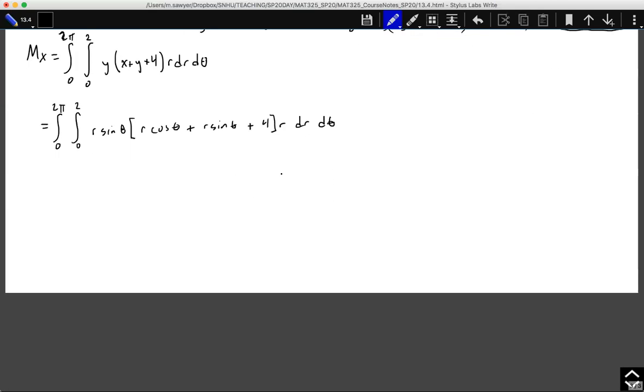Cleaning this up a little bit gives us our inner function as the integral from 0 to 2 of r cubed cosine theta sine theta plus r cubed sine squared theta plus 4r squared sine theta dr.